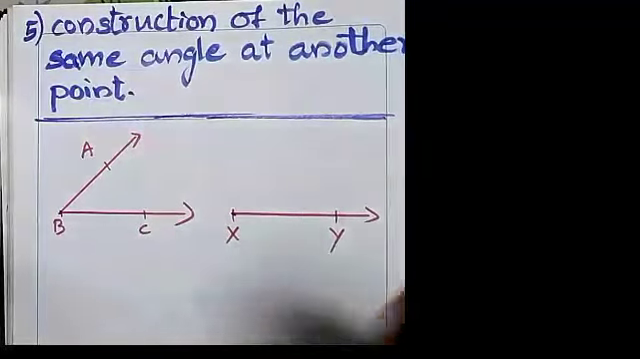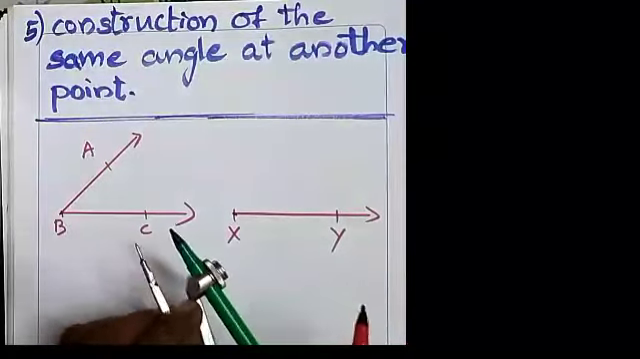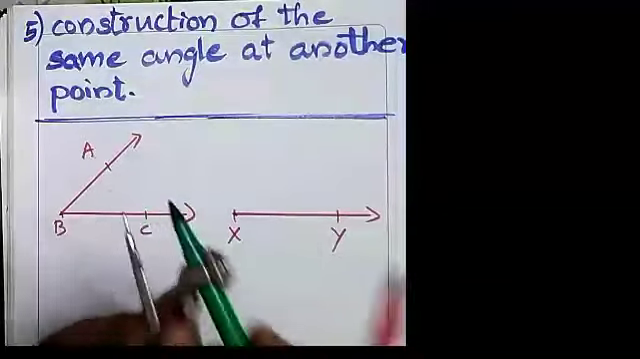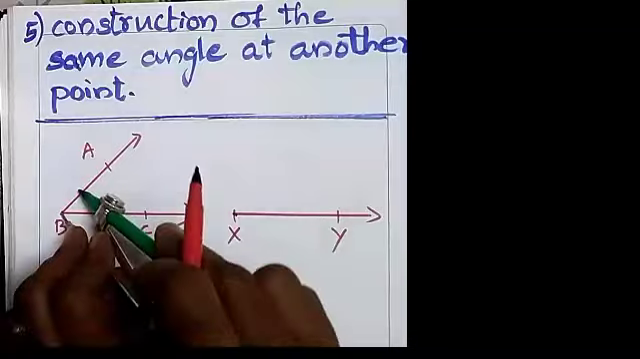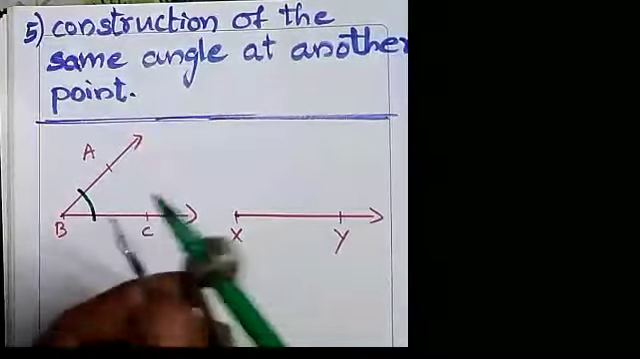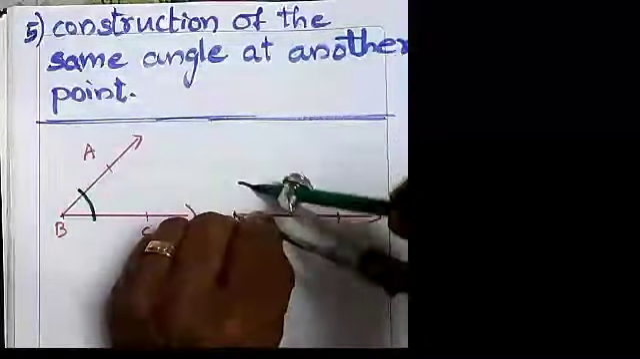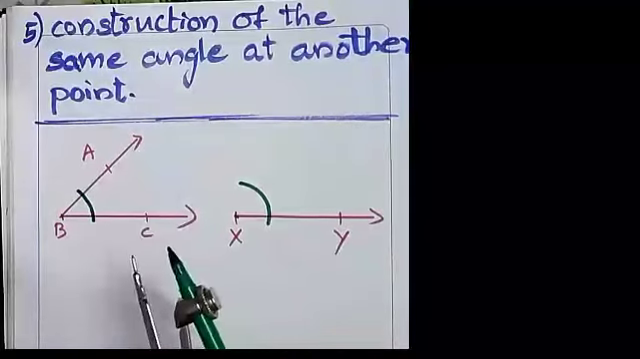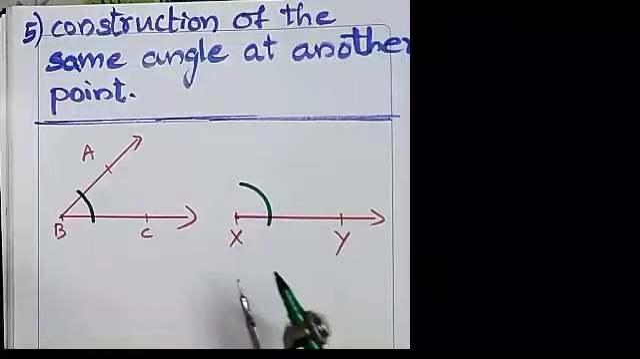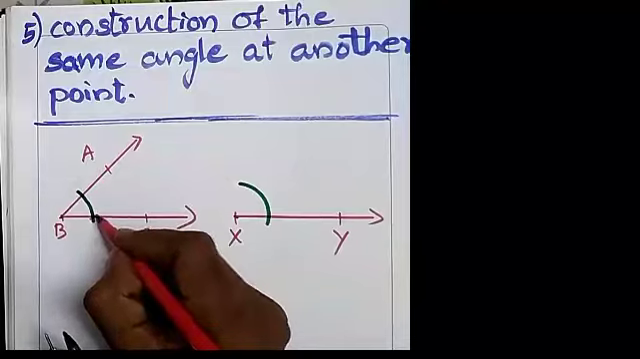For that, again you take your compass, and the first step is with the vertex B as center and any convenient radius, draw one arc. And with the same radius, with X as center, draw one arc like this. Clear? With B as center, draw an arc, with the same radius. With X as center also, you draw another arc. Now the next step is very important. You can see here two intersecting points.